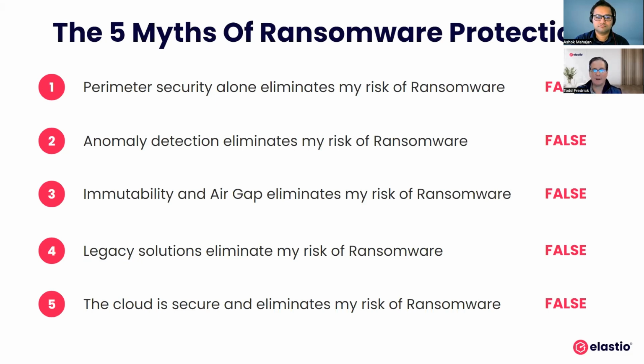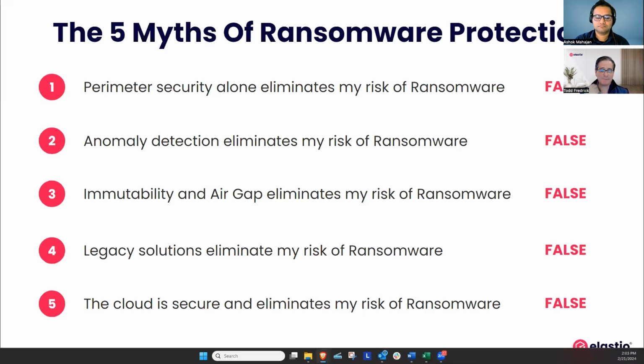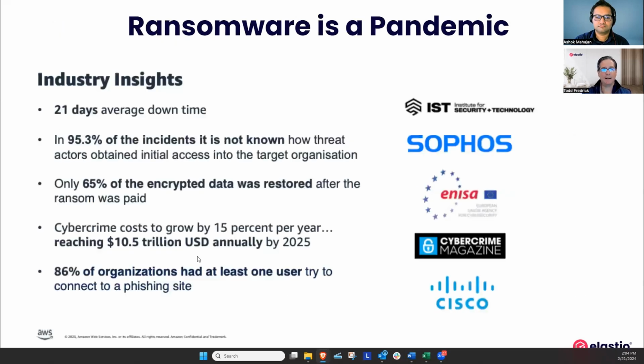Legacy solutions, whatever they may be, don't always protect you. And finally, one of the things that we talk a lot about is the shared responsibility model with AWS, where we ask: is the cloud secure in and of itself? Just moving to the cloud doesn't necessarily secure my data. You have to take steps, and you're responsible to take some steps as well. It's part of that shared responsibility model. And why do we think these are myths? Well, because combined, ransomware is still getting through. It's a pandemic inside of not only cloud, but also on-prem.